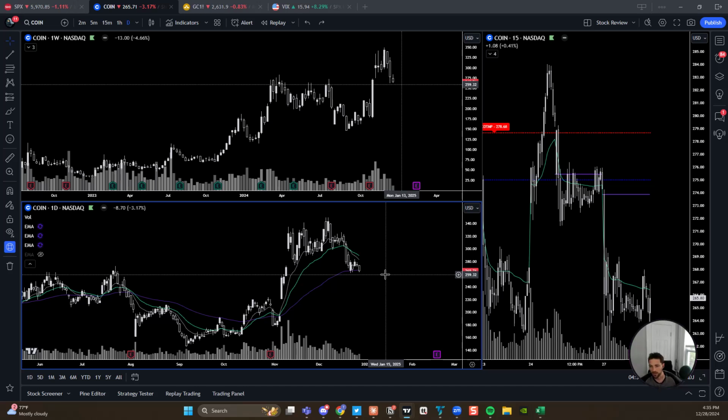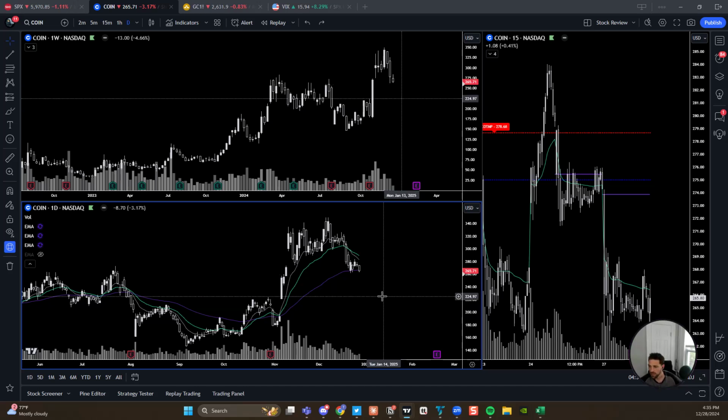Doesn't mean it's right, doesn't mean it's wrong. You can certainly express these through a long option trade, through stock, any other various methods. That's really the only method you can do.